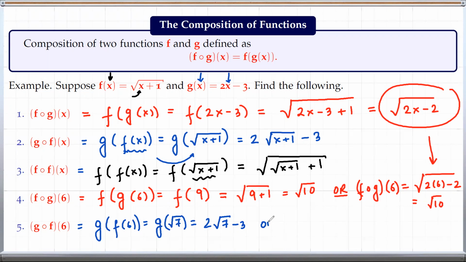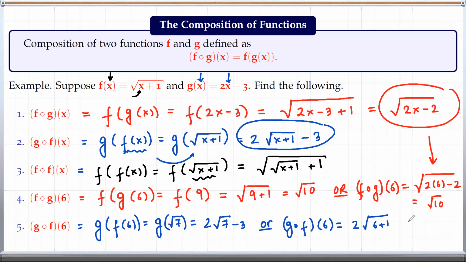Or, like we did with number 4, we can use this expression for g of f. So we get g of f of 6 equals 2 times square root of 6 plus 1 minus 3, which is exactly what we got over here. So 2 square root of 7 minus 3.